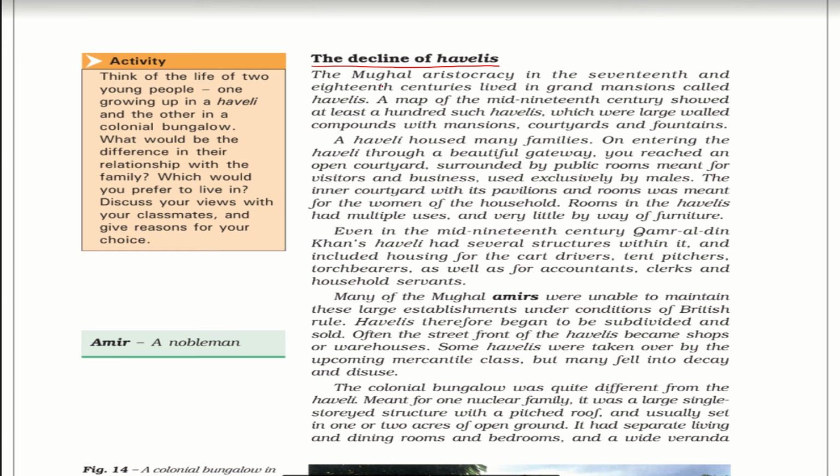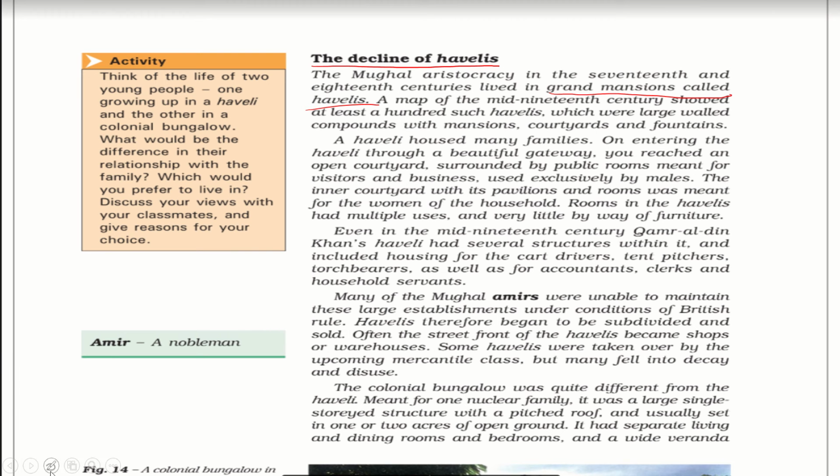The first thing here is the Mughal aristocracy. What is Mughal aristocracy? Aristocracy means the noble people's society. So the noble people who belong to the Mughals have their own society known as Mughal aristocracy. The Mughal aristocracy in the 17th and 18th centuries lived in really grand mansions called havelis.